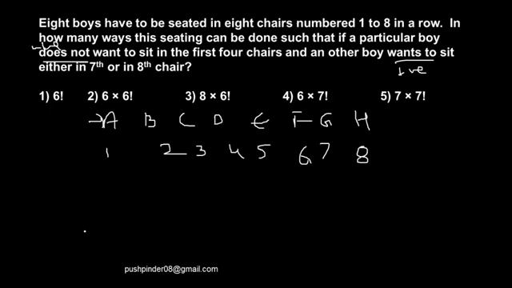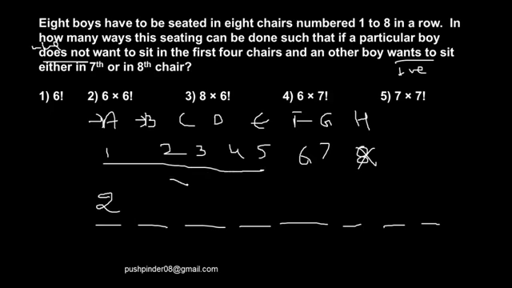So let me make 8 slots: 1, 2, 3, 4, 5, 6, 7, 8, right? This boy A wants to sit on either the 7th or 8th chair, so he has 2 ways in which he can sit. Let's suppose he sits on the 8th chair. Now a particular boy, let's say B, does not want to sit on the first 4 chairs. So he can sit on the 5th, the 6th, or the 7th chair. So he has 3 ways to sit.